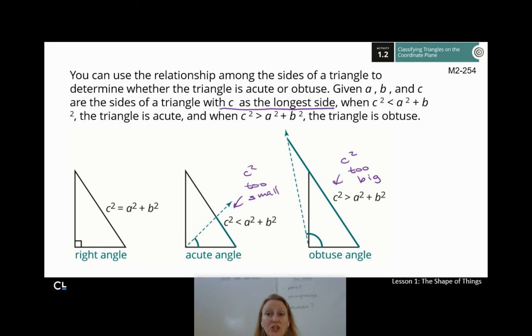So you can actually use the Pythagorean Theorem to classify whether your triangle is right, acute, or obtuse. It's such a cool trick, and it all is about C squared. Is it just right? It's a right triangle. If C squared is too small, it's less than, it's going to be acute. If your C squared is too big, it's going to be obtuse.